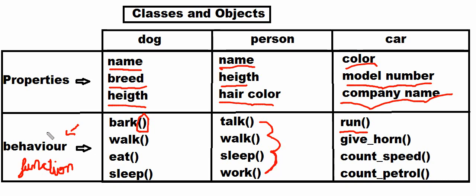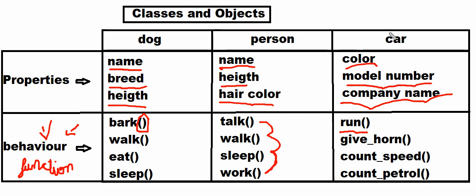Now, let us leave behaviors and properties for now. We'll discuss all of these things afterwards in our further coming videos. Let us see how to create objects. Okay, let us not see that in this video. Let us leave that for the next video tutorial.